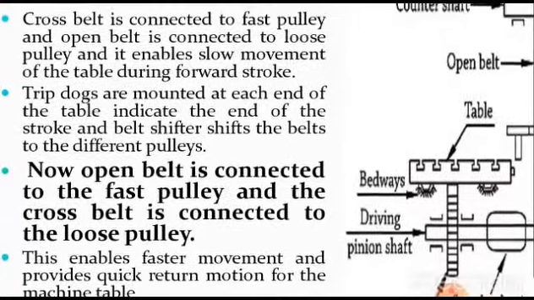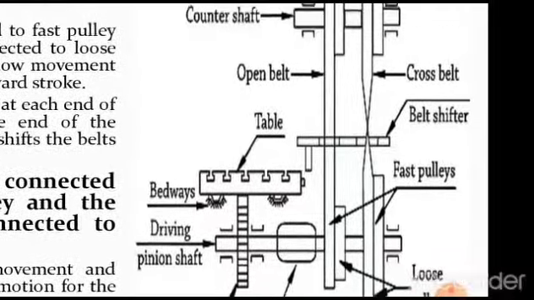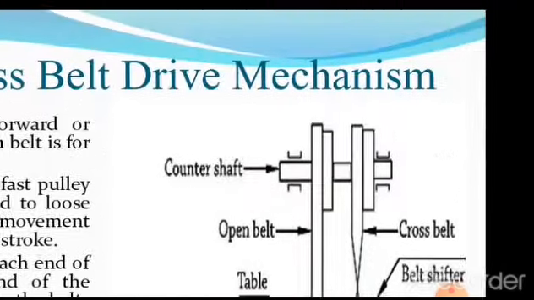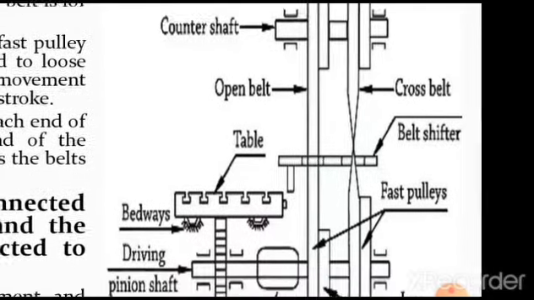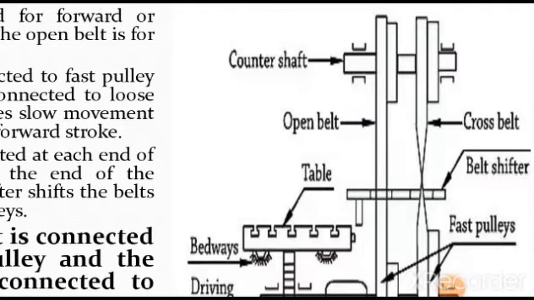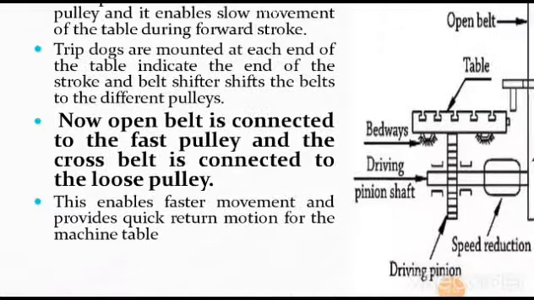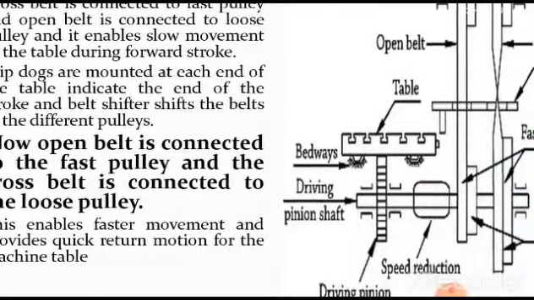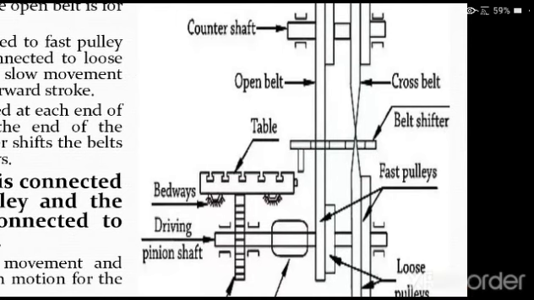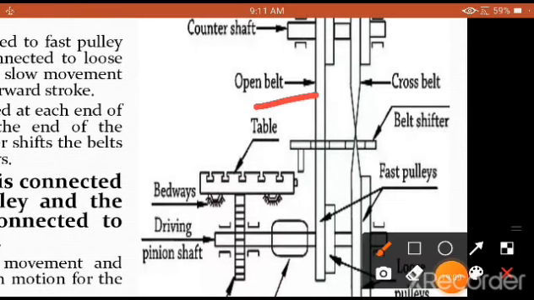Now the open belt is connected to the fast pulley. So the question comes, which stroke are we discussing here? Try to see the mechanism clearly. In the sketch you are seeing here, the connection made for the pulleys is a return stroke, because just observe carefully. This is called an open belt, which is connected to the fast pulley here. Once it is connected to the fast pulley, the return stroke takes place.